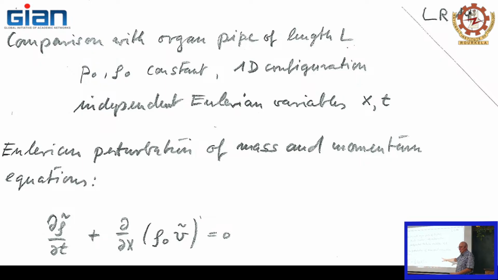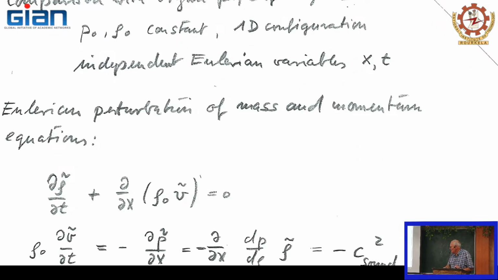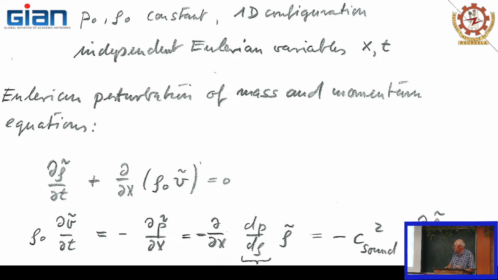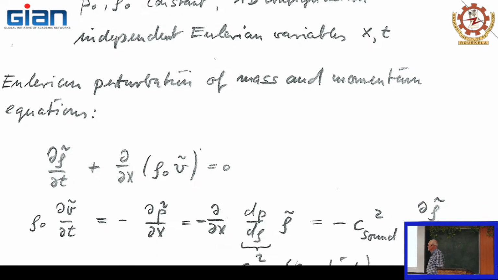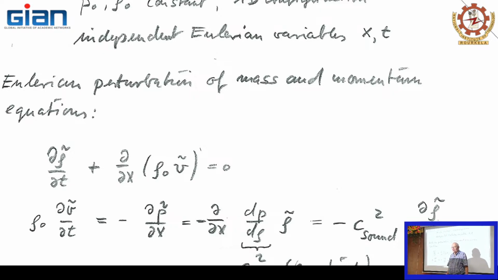Okay, let me just introduce first the equations. Mass and momentum equations need to be considered here. Mass conservation is the partial derivative, the Eulerian time derivative, of density plus the divergence of rho times v. This is the mass conservation equation.